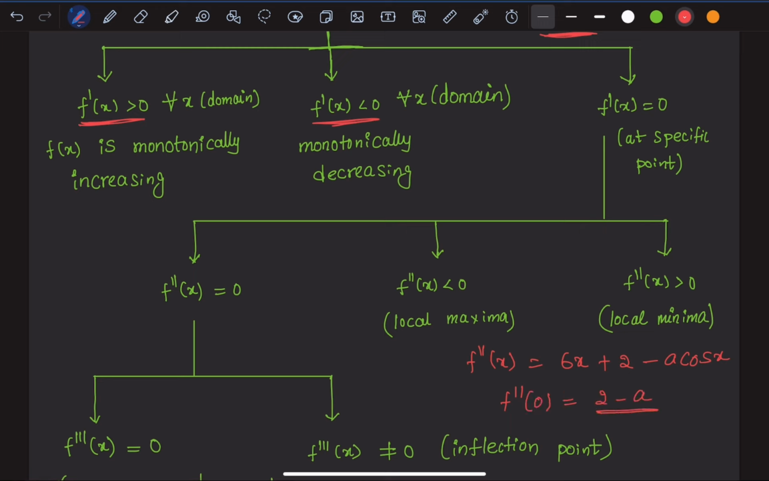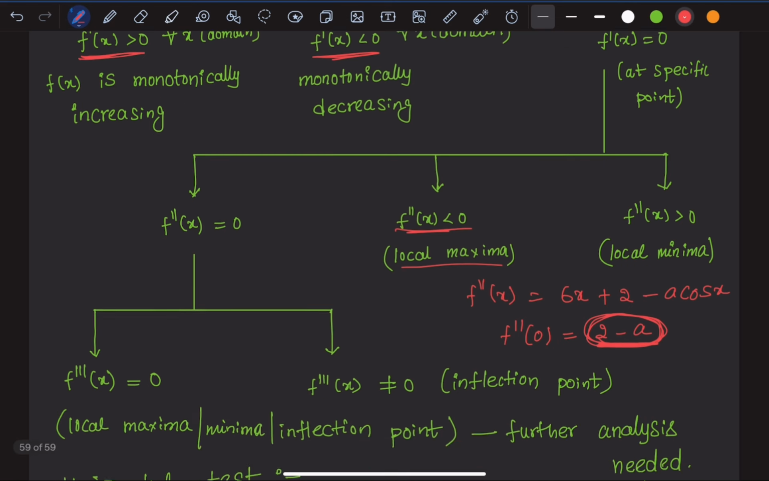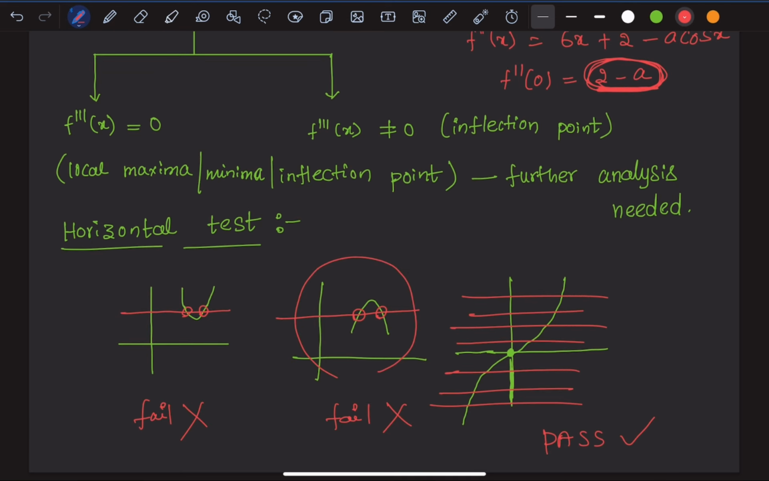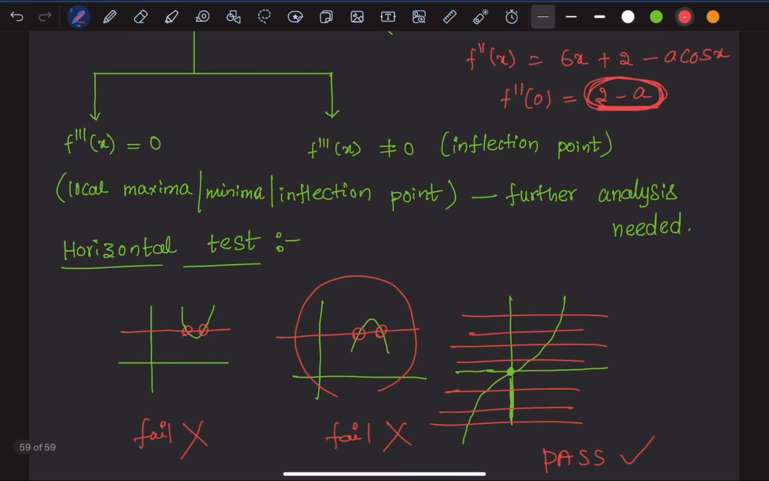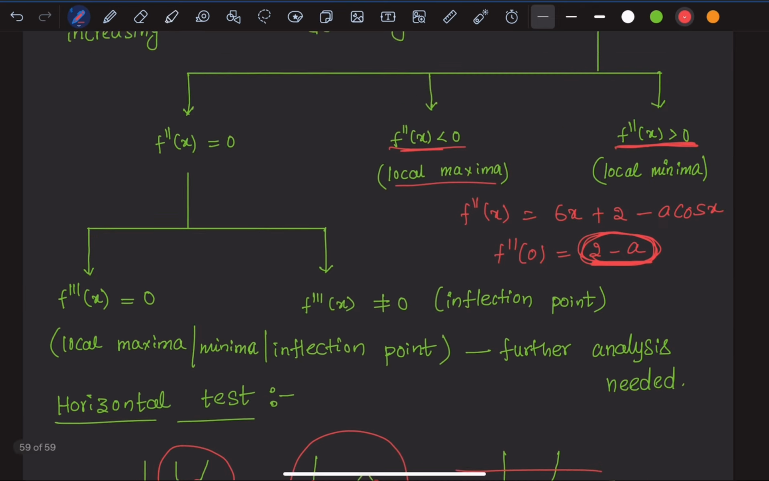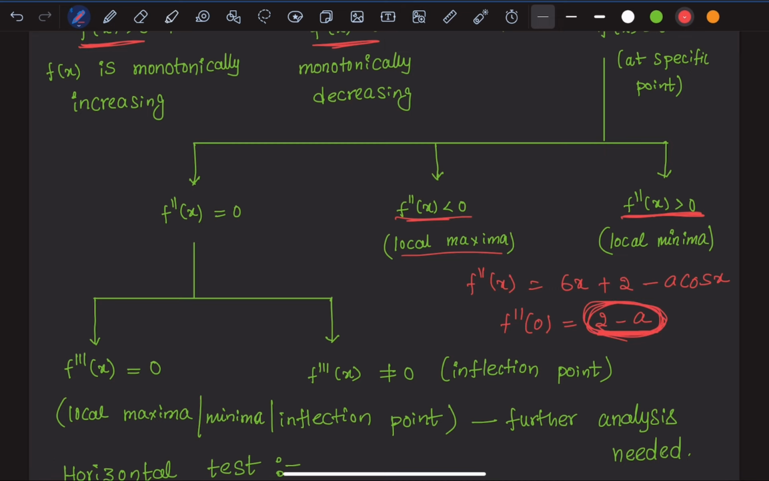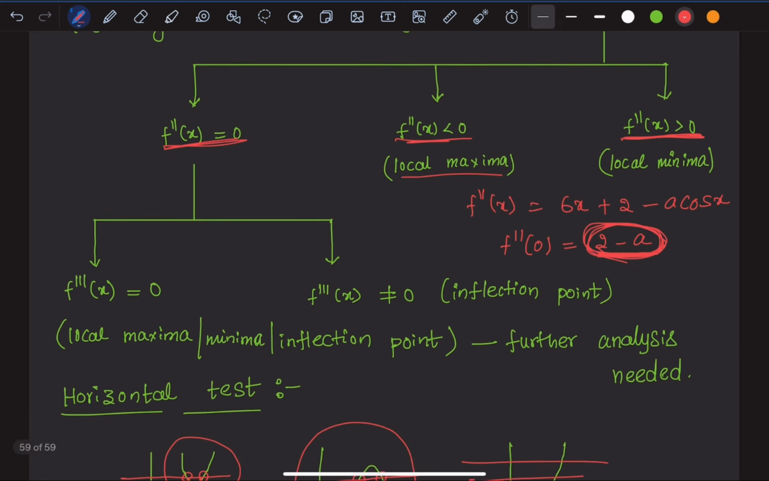Now if f double dash of 0, which is 2 minus a, if this particular quantity is negative, then we will have local maxima. If you have a local maxima, the function will not be injective. If this is greater than 0, you'll have local minima. If local minima exists, the function will not be injective. So this has to be 0. So f double dash of 0 is equals to 0. So then you'll get a is equals to 2.